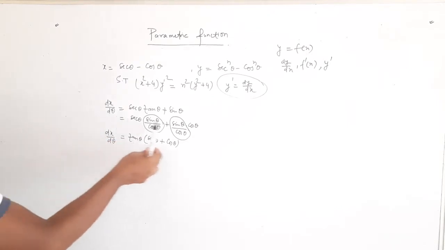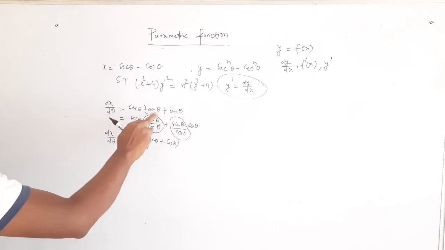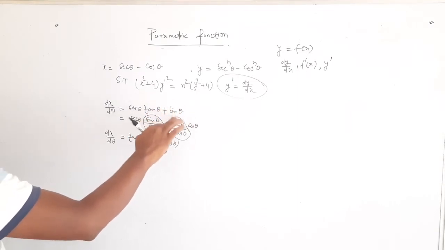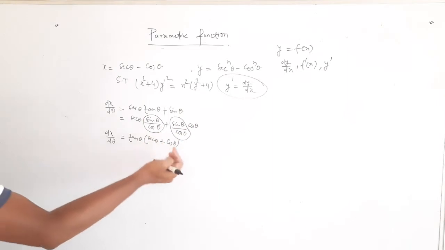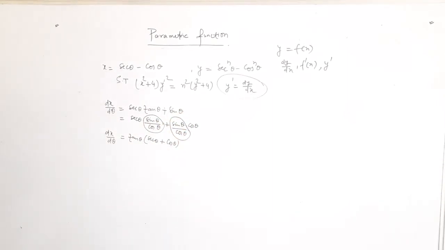Here, if you forget all these terms and just think that I am taking tan theta common, tan theta is sin theta upon cos theta. So you just assume that there is one cos theta up and down. One has been taken common, and then you are left with sec theta plus cos theta.